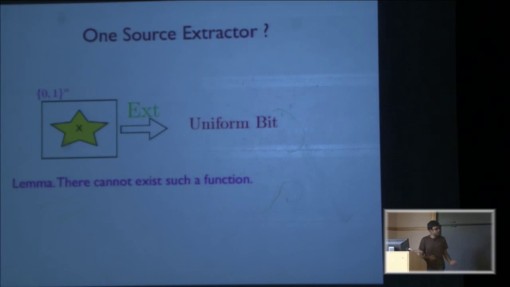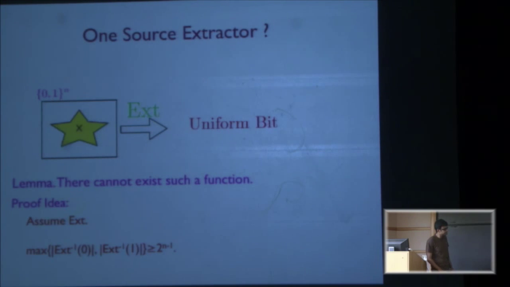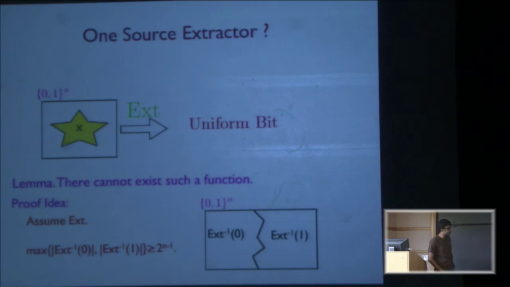And I'll quickly go through the proof because it's a simple idea. Assume that there is such an extractor, ext, which extracts from any (n, n minus 1) source, say. And this extractor outputs zeros and ones, right? It's a deterministic function. So let's look at all the n-bit strings on which the extractor outputs 0, put them in a set, and the remaining into another set. By an averaging argument, at least one of them is of size at least 2 power n minus 1.